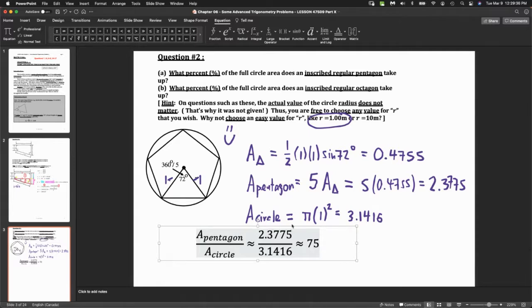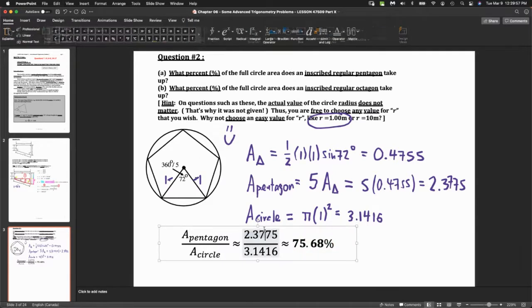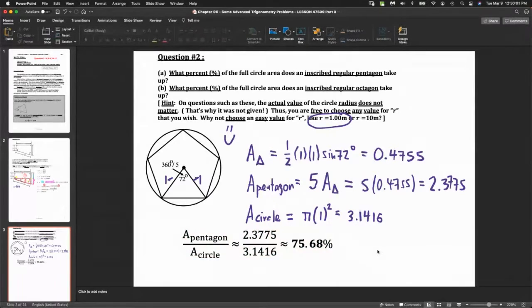No, Denny, the radius is 1. The radius is 1, Denny. Because it goes from the middle to the edge. Thank you, 7568. I got the same answer. That's the answer, everybody. 75%. 75.68%. So that's the answer for part A.